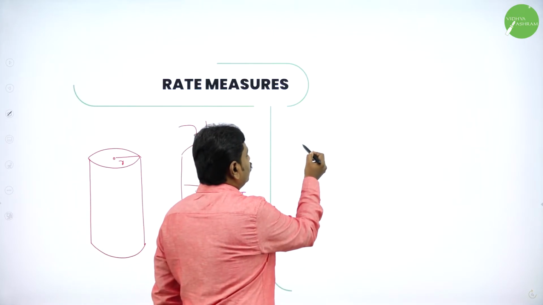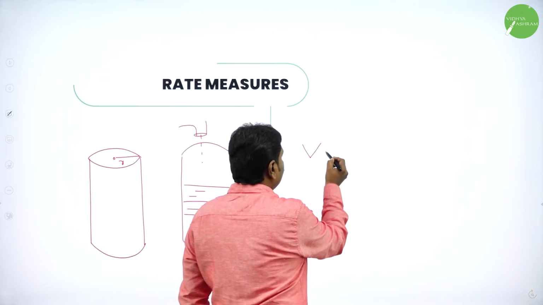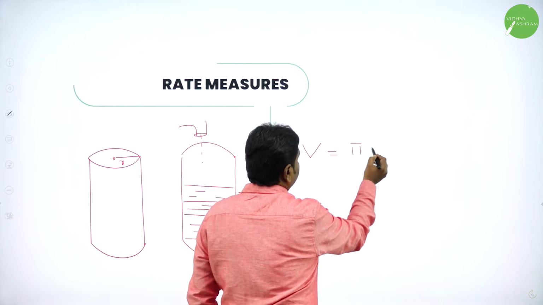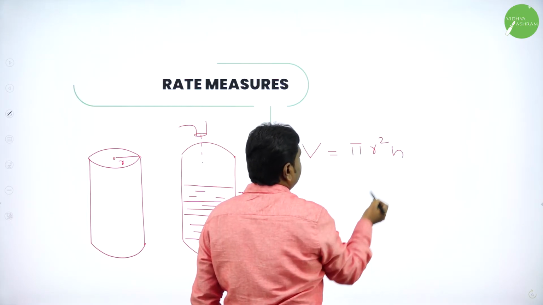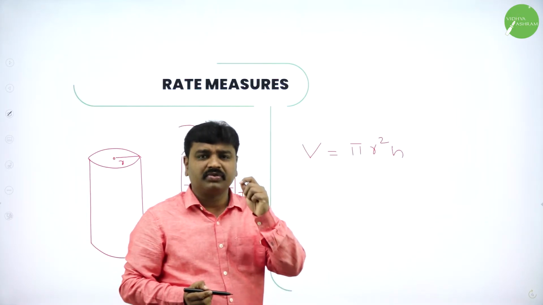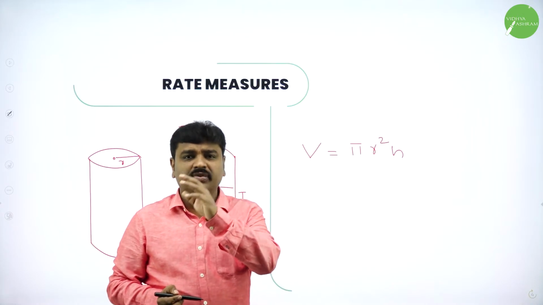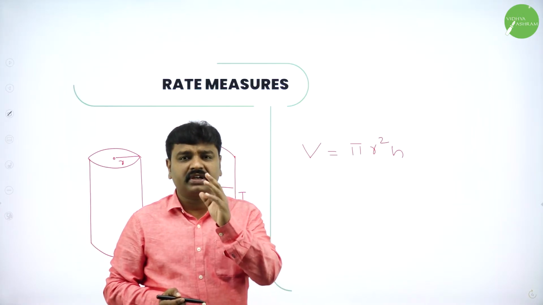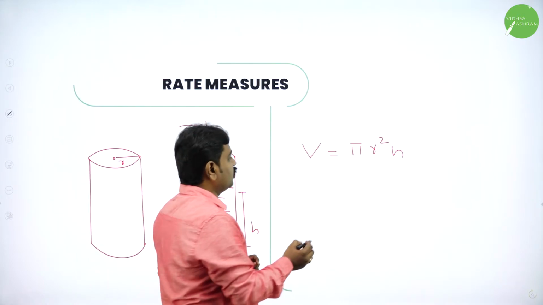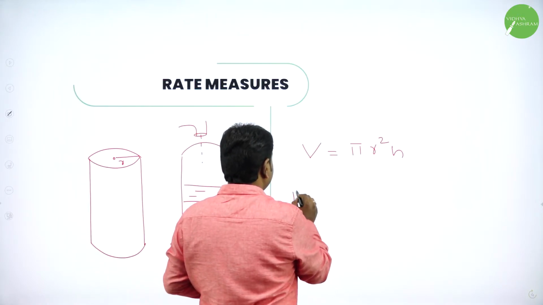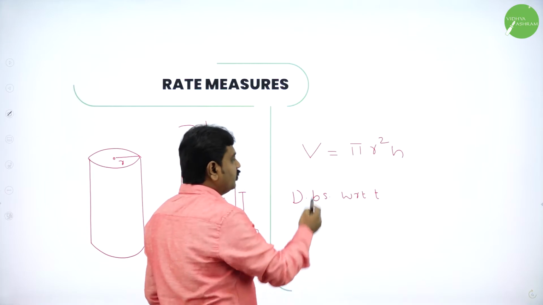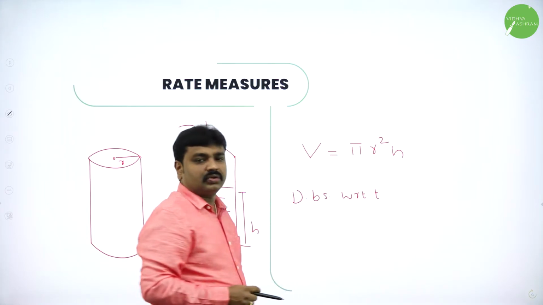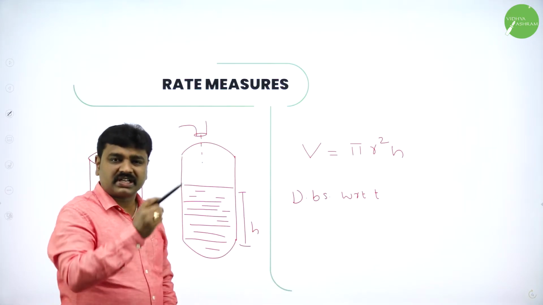And to solve that, first you should know the volume. What is volume? Pi r square into h. This is the volume of the cylinder. They don't give the volume of the cylinder, so you should know the volume of the cylinder. Volume of a cylinder is pi r square h. Substitute all the values and differentiate both sides with respect to t. Then you will get the required value. So these are the basics to solve this type of problem.